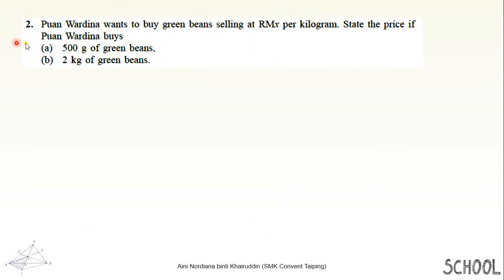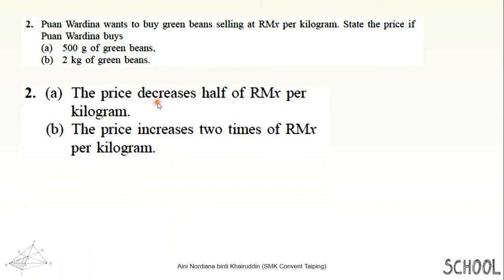Next, number 2. Puan Wardina wants to buy green beans selling at X ringgit per kilogram. State the price if Puan Wardina buys 500 gram of green beans and 2 kg of green beans. The price decreases to half of X ringgit per kilogram if Puan Wardina buys 500 gram, and the price increases 2 times of X ringgit per kilogram if Puan Wardina wants to buy 2 kg of green beans.